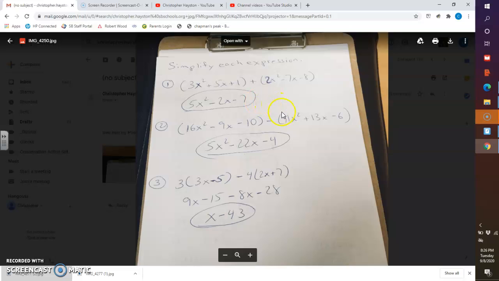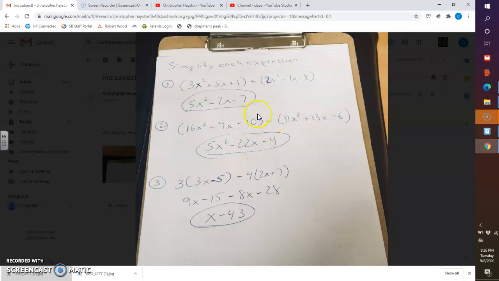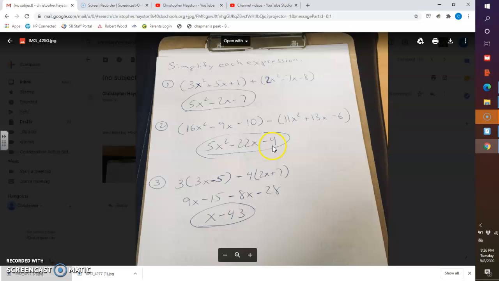So 16x squared and negative 11x squared is 5x squared. Negative 9x and negative 13x is negative 22x. And a negative 10 and a positive 6 is a negative 4. So we get 5x squared minus 22x minus 4.